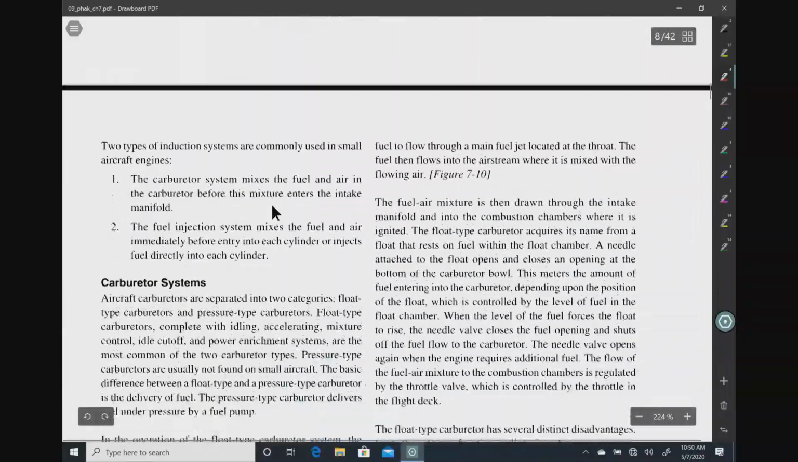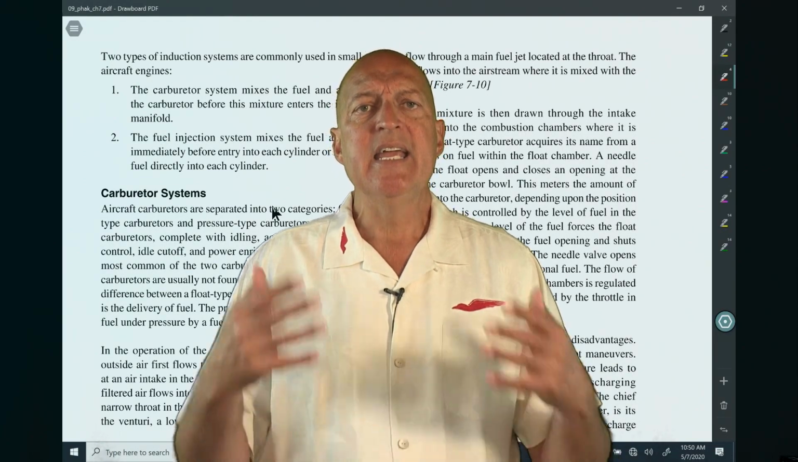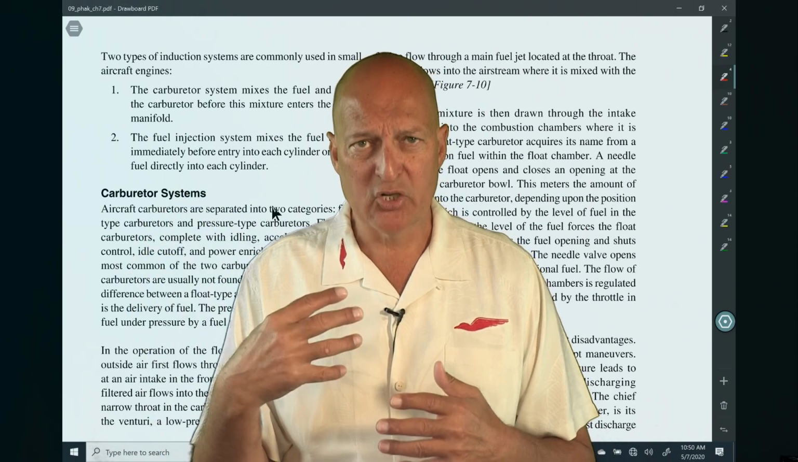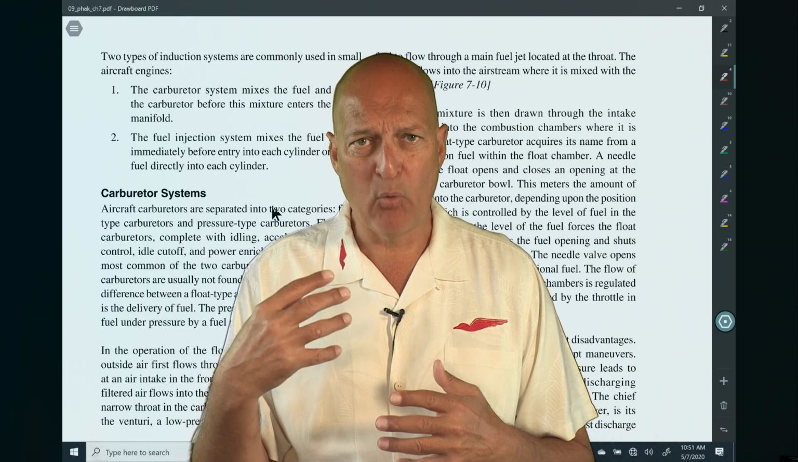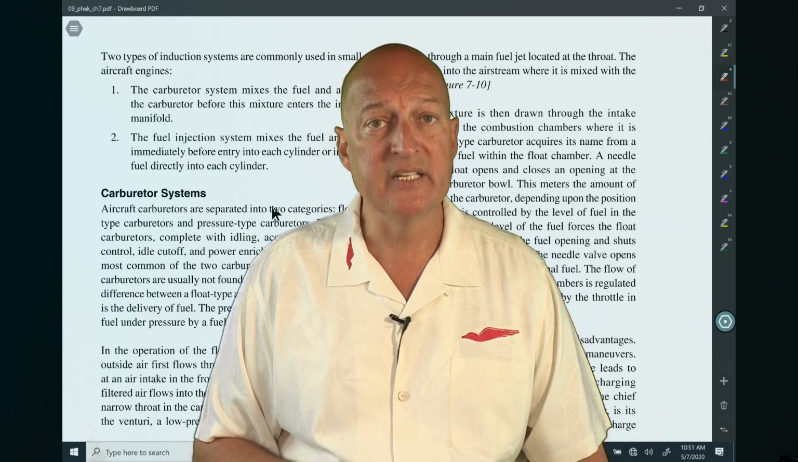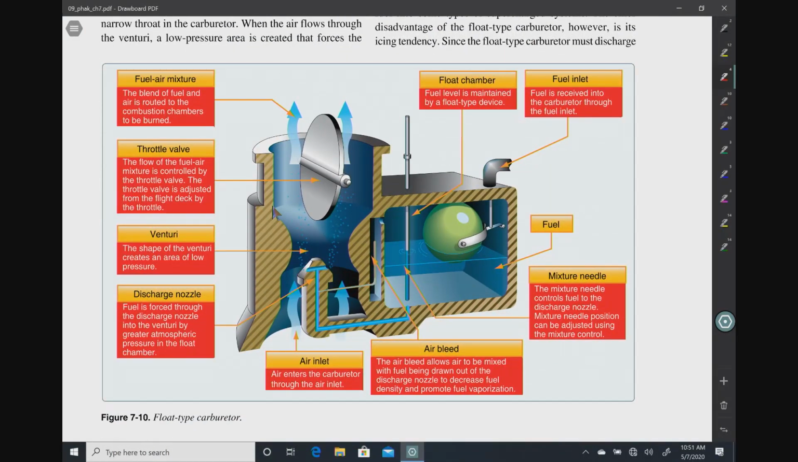We're talking about induction systems. Induction systems, that's kind of a fancy way of saying here's how air and fuel get into that cylinder that we talked about before. So carburation is one way, fuel injection is another. As we look here, first of all, they look at carburetor systems. Figure 7.10 gives you a look at what a carburetor looks like and how it works.